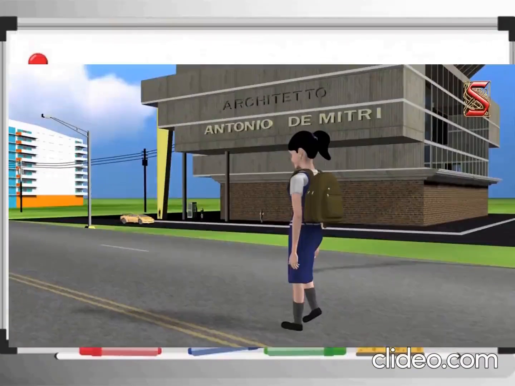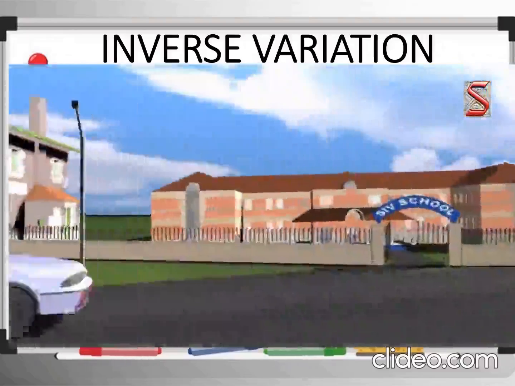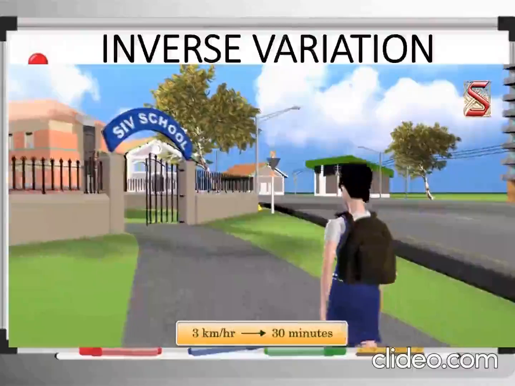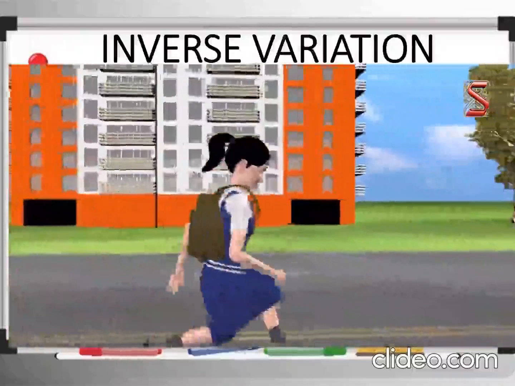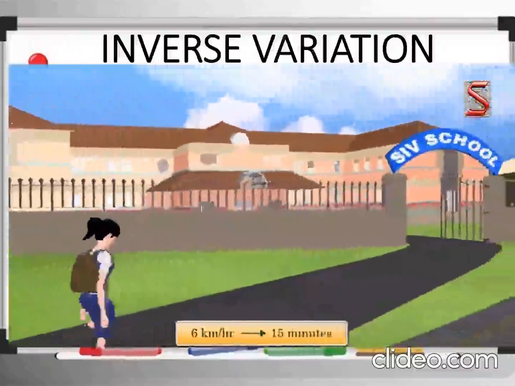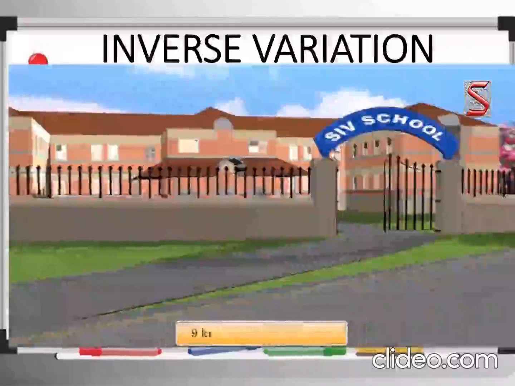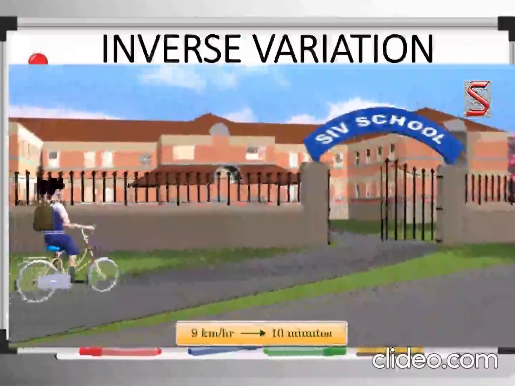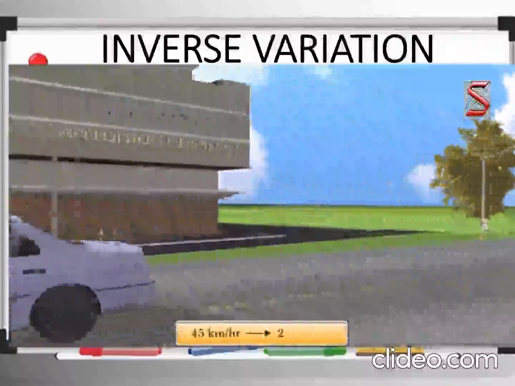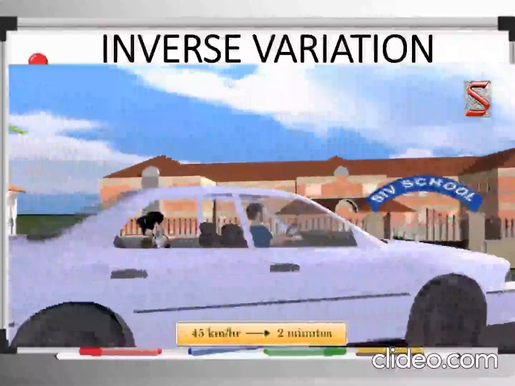Inverse variation. Look at the situation. Here we see a girl using different ways of going to school. If she walks at a speed of 3 km per hour, she reaches school in 30 minutes. Now, if she goes to school by running at the speed of 6 km per hour, she reaches her school in 15 minutes. If she goes by cycling at a speed of 9 km per hour, she reaches her school in 10 minutes. If she goes by a car at a speed of 45 km per hour, she reaches her school in 2 minutes.